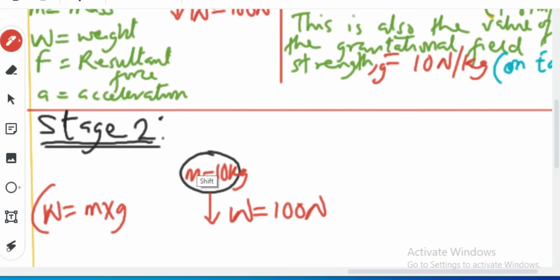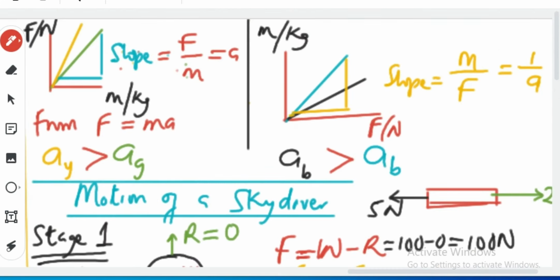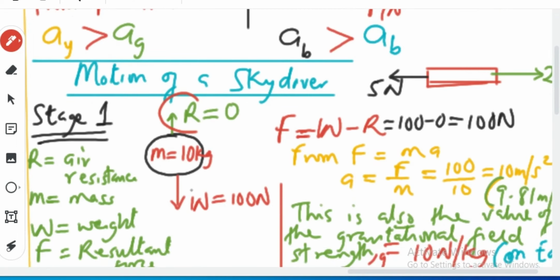So now, what was the air resistance initially? I'm asking you, what was the air resistance initially? Zero. It was initially zero. So I can end the battle.